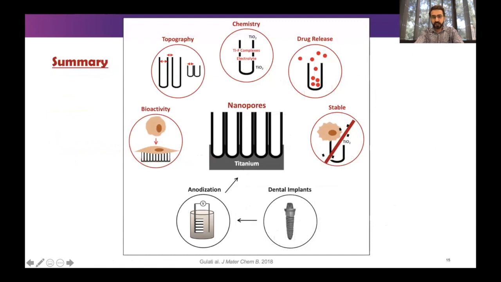Now, to summarize, first of all, the technique we use, anodization, is very clinically translatable. It is cheap, cost effective. So the dental implants can be modified with nanopores using this simple anodization technique. The nanopores are highly bioactive and we get great control over the topography and chemistry of it, by means of which we can control the cell functions. The nanopores can also be used to load and locally release drugs, and the nanopores will survive the load-bearing oral microenvironment.